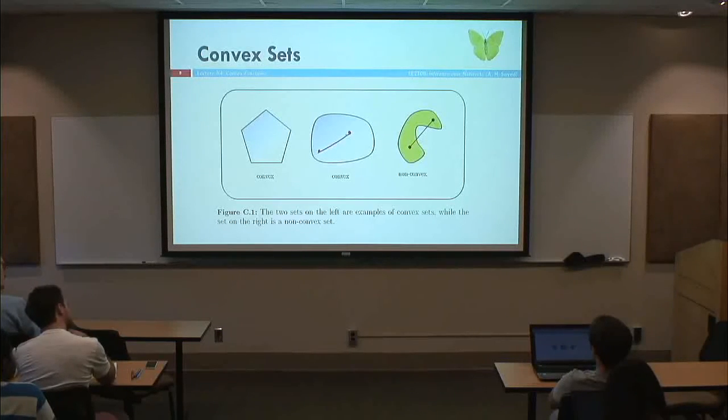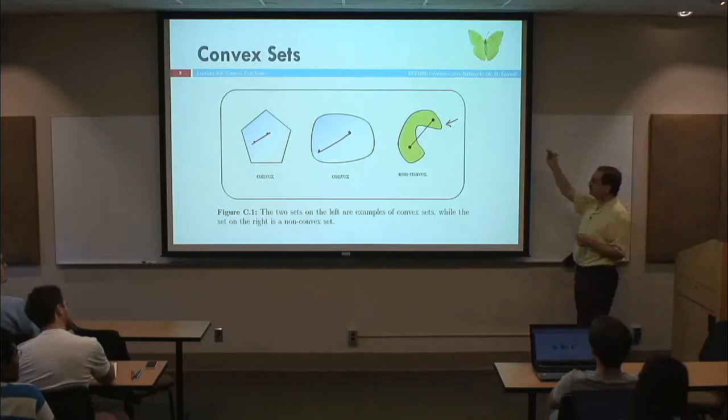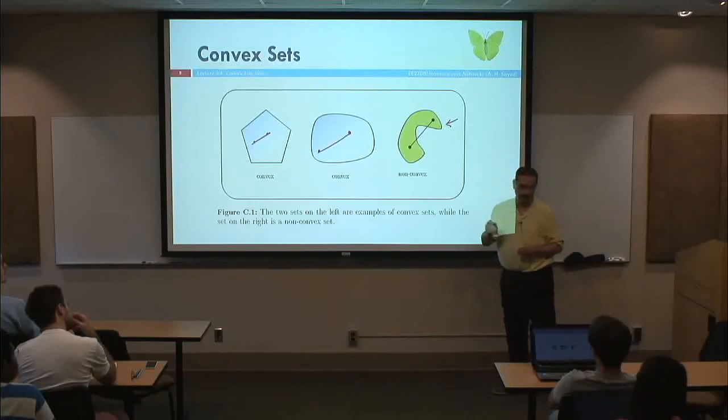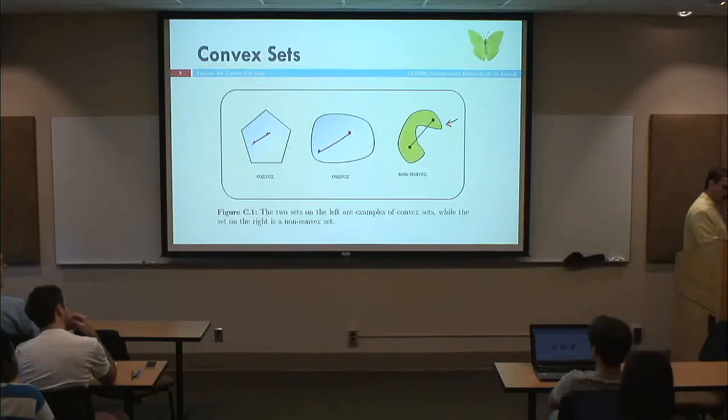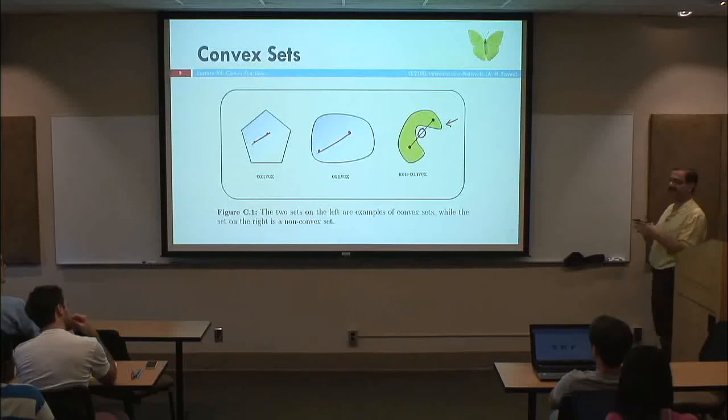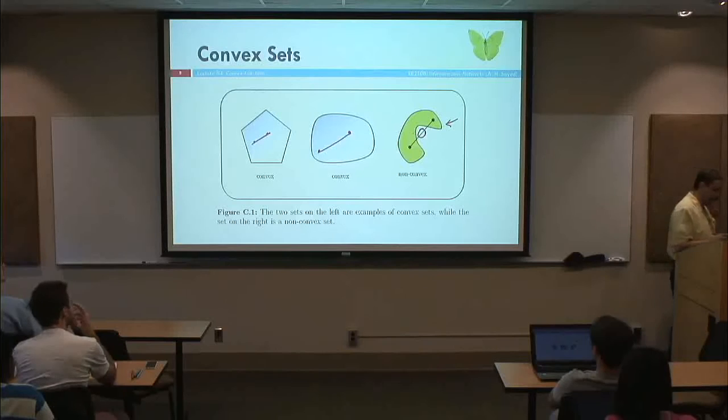Okay? And the same thing here. But not here. And you have the example there. If you pick these 2 points and you connect them, you have a whole range of points on that segment that do not belong to the set. So you understand what a convex set is. Very good.